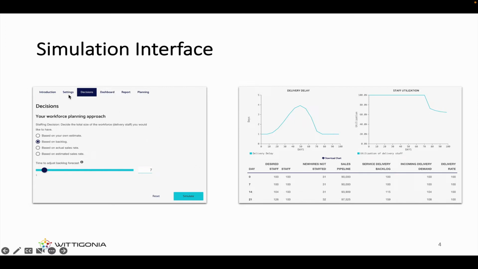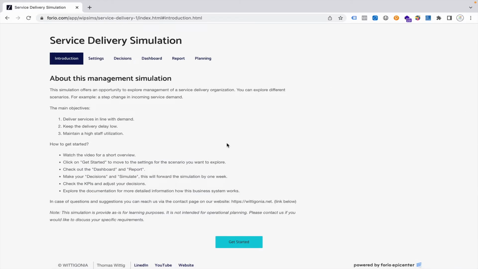So here you see an overview of the different tabs, and you can make your decisions with sliders. I will demo that in a moment. And there are also areas where you can take a look at the numbers. So as the simulation is progressing turn by turn, the KPIs are changing and some dynamics are unfolding. So let's take a look at the actual interface.